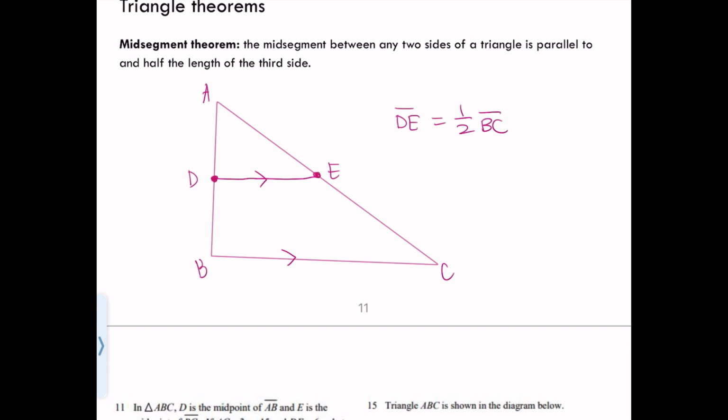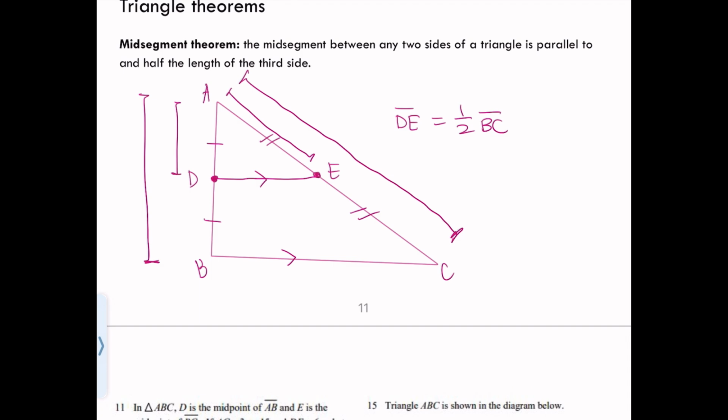So since D is the midpoint of AB, that means that these two lines are congruent to each other. And since E is the midpoint of AC, these two lines are congruent to each other. So AD right here is 1/2 of this bigger segment, and AE is also 1/2 of this longer segment. And we know that according to the theorem, the midsegment is 1/2 of this long segment BC, which makes this smaller triangle ADE similar to the bigger triangle ABC.